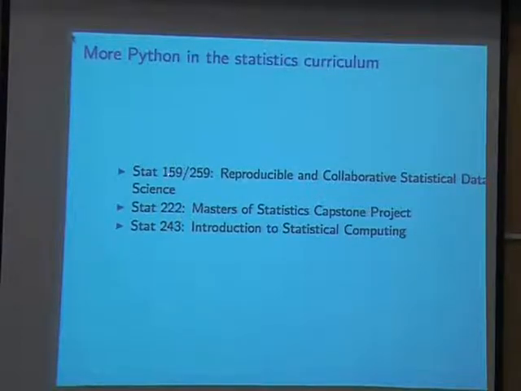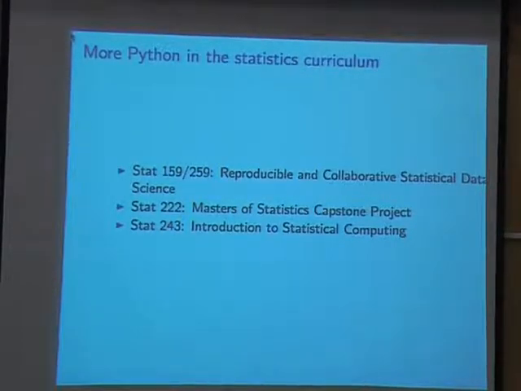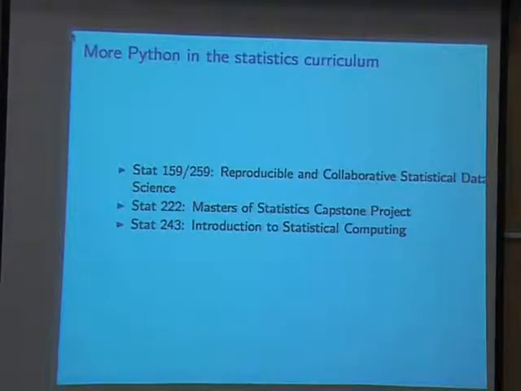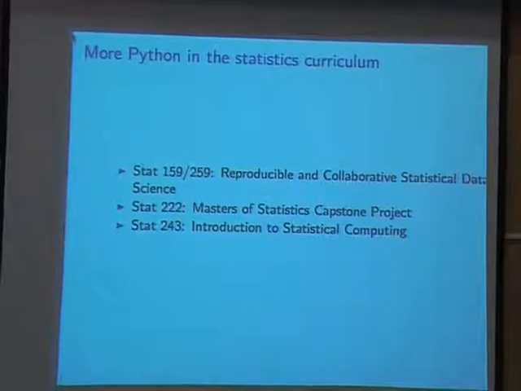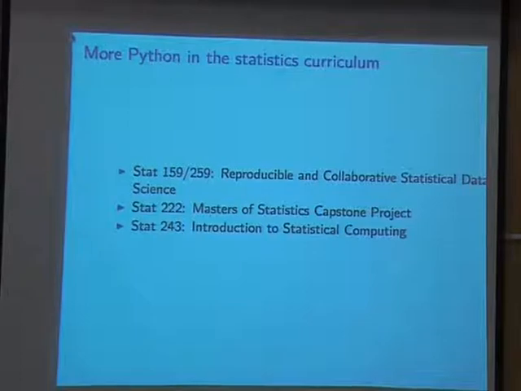So this is both an undergraduate number and a graduate master's course. These two other master's courses here: the Masters of Statistics capstone is primarily Python, although R is somewhat used. And Stat 243, the Introduction to Statistical Computing, which is our main graduate-level statistical computation course, is primarily R, but it also includes Python.